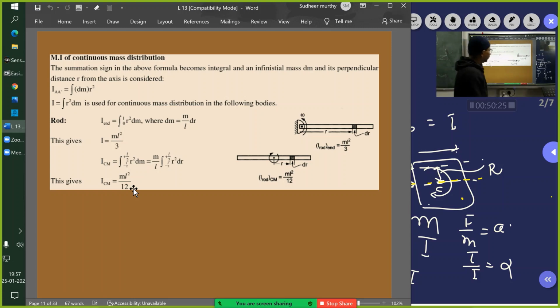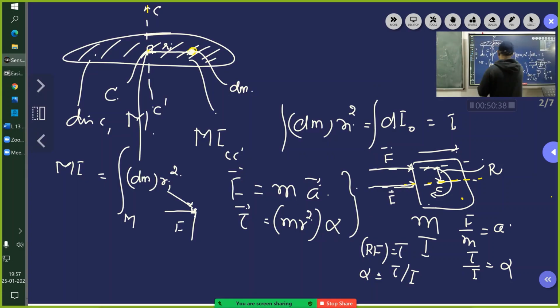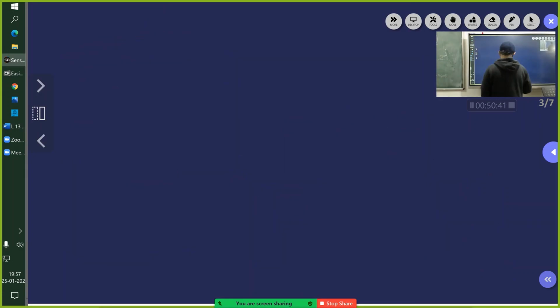So, can you find the moment of inertia at some other point? Yes, sir, we can just apply the parallel axis theorem. I have not yet thought about it, but you have learned it in college. Okay, done.